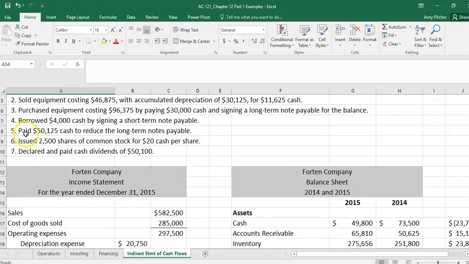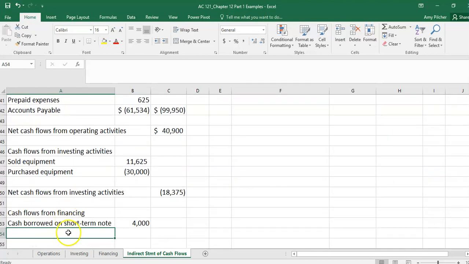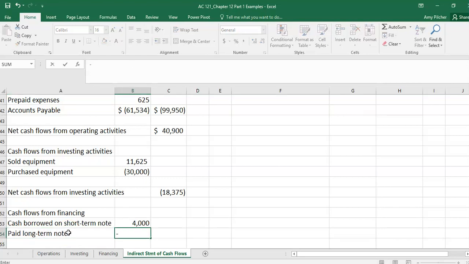The next item is that we paid $50,125 to reduce a long-term note payable. So we paid long-term note. That was $50,125 out.